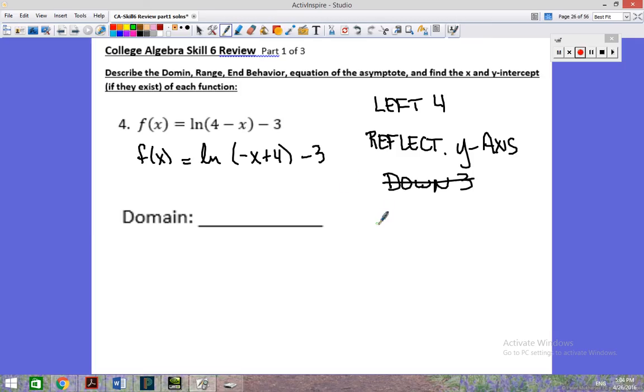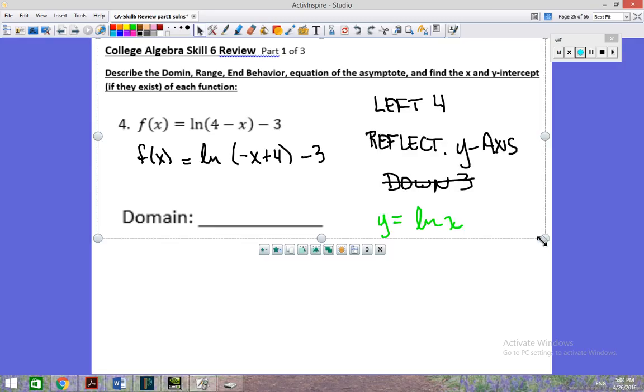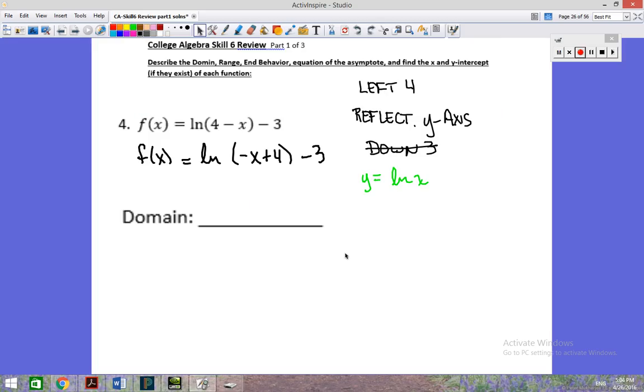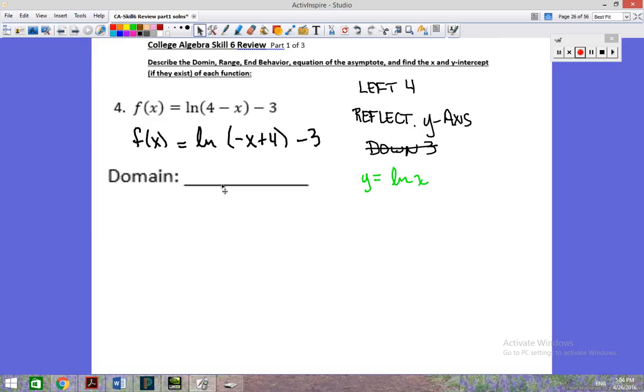I need to first just think about the graph of ln of x, and then I need to perform these two transformations. So let's shrink this up and give ourselves a little bit of area to work in. Alright. So the graph of this natural log of x, remember this is just log base e, looks like this. It has an x-intercept of 1.